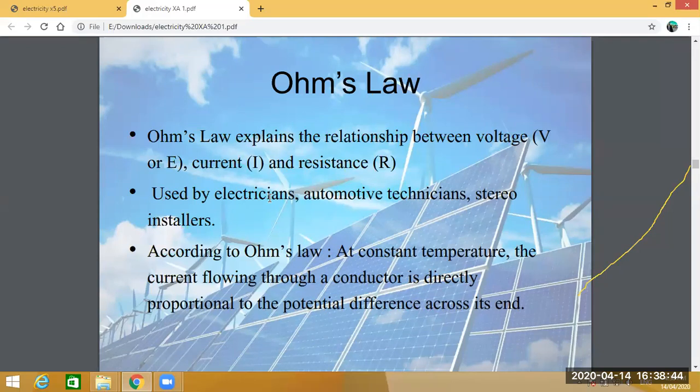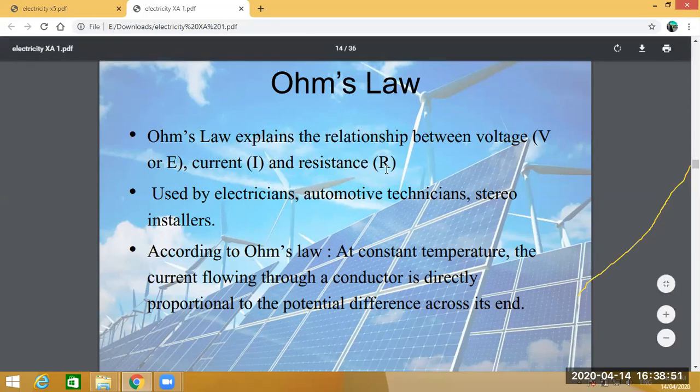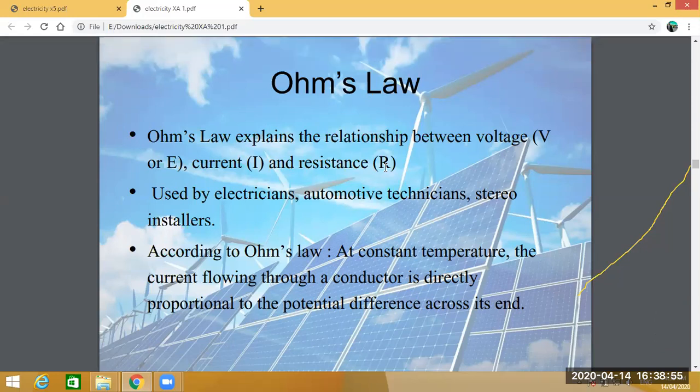So there are three physical quantities: voltage, current, and resistance. Resistance is denoted by capital R, and resistance is the inherent property of matter and also depends on the physical condition of the matter or conductor.